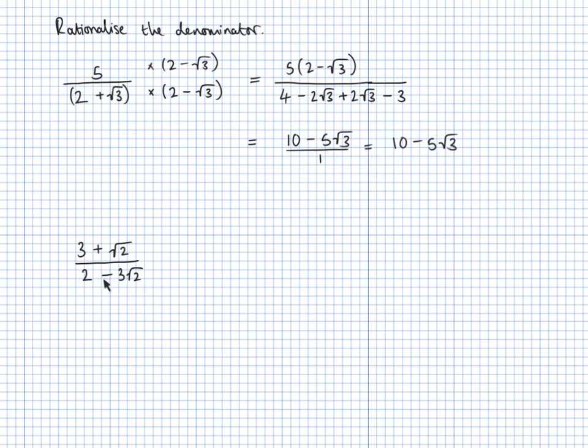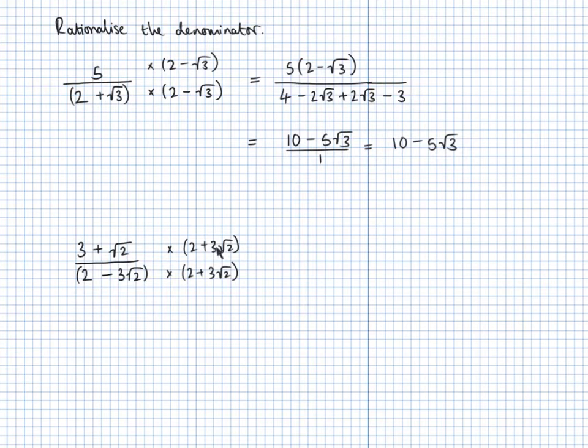Now in this one, again I'm going to use the same technique here. I'm going to multiply this bottom by 2 plus 3 root 2, so that my middle terms cancel out when I multiply it. Okay, so times this by 2 plus 3 root 2, and you're going to have to times all of this by this bit here, and the same for the top. Okay, so times by 2 plus 3 root 2.